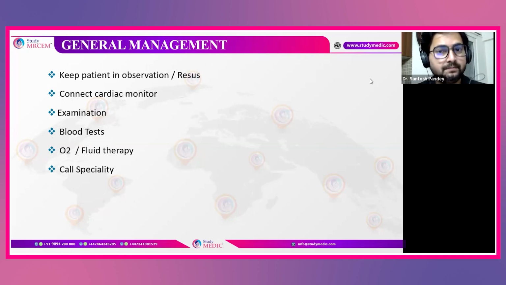Most of the time, you have to keep the patient in your resus, and then connect to the cardiac monitors because the patient is sick, and then examination findings of the patient. And then you talk about blood tests if required, and talk about oxygen therapy, fluid therapy if the patient is requiring, and call the specialty, whichever specialty you think it is, medicine, pulmo, or pediatric, depending on the ABG scenario, you call the specialty.